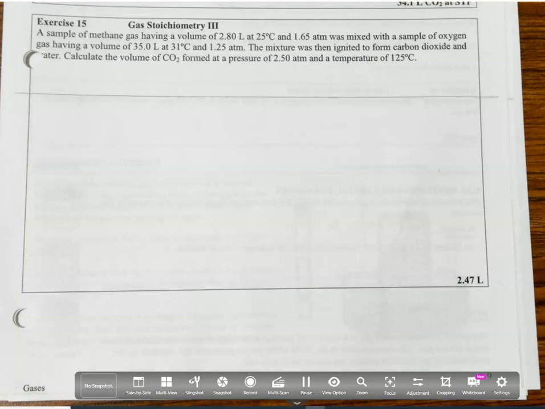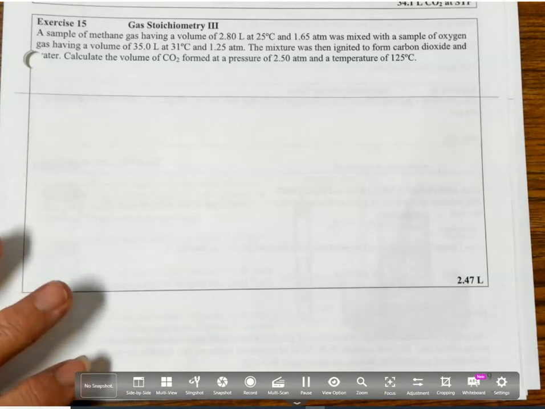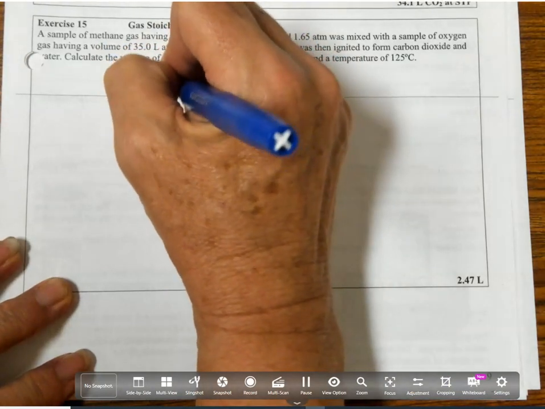So let's read the problem. A sample of methane gas having a volume of 2.8 liters at 25 degrees C and 1.65 atmospheres was mixed with a sample of oxygen gas having a volume of 35 liters at 31 degrees C and 1.25 atmospheres. The mixture was then ignited to form carbon dioxide and water. Calculate the volume of CO2 formed at a pressure of 2.5 atmospheres and a temperature of 125. Well, the first thing I want to do is write out the equation.